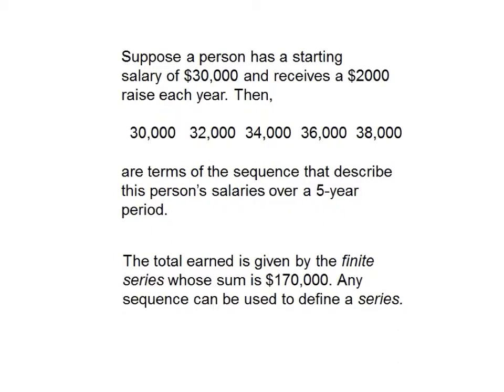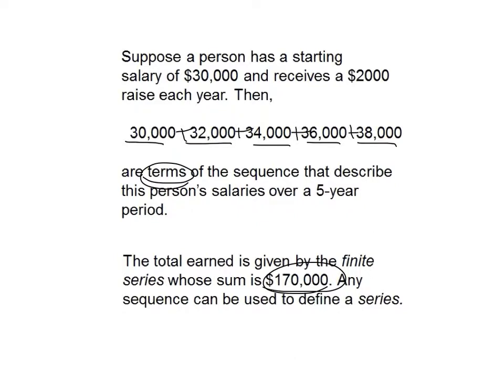Discussion about sequences are the precursor to discussion about series. Series are built out of sequences. So let's start with, suppose someone has a starting salary of $30,000 and then they get a $2,000 raise every year. So that's pretty easy to see: your first year, second year, third, fourth, and fifth year. So these are the terms of the sequence that describe their salaries over a 5-year period. This number has a sum of $170,000, which means that's the amount they earned over the course of 5 years.